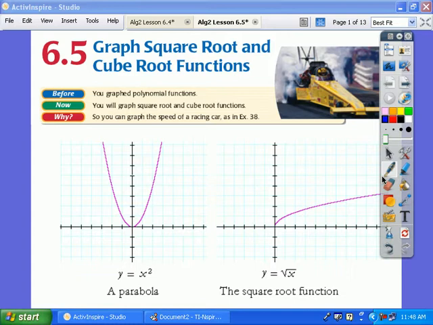All right, this is Mr. Smith here. This is section Algebra 6.5 in Algebra 2. We are graphing square root and cube root functions.